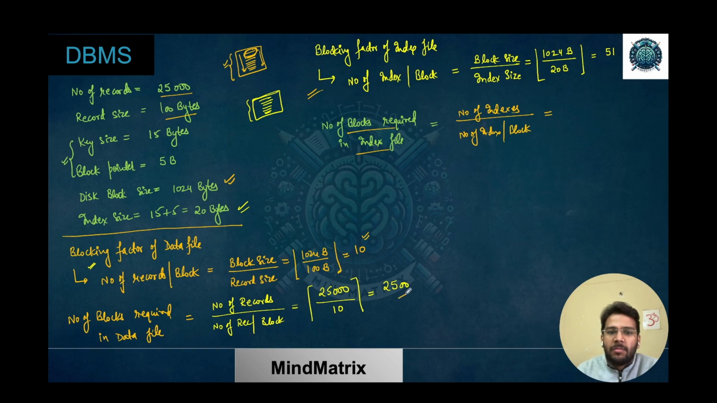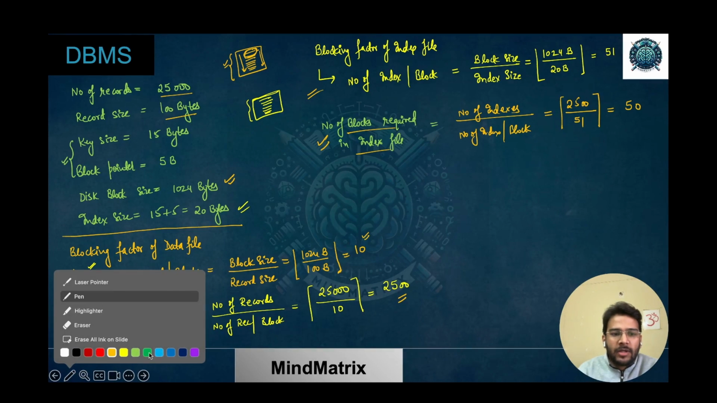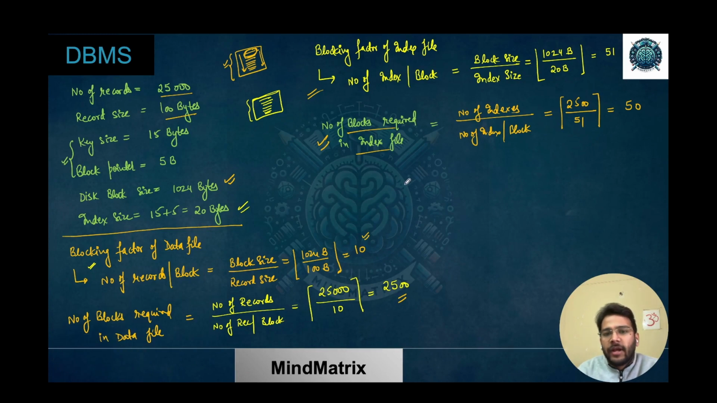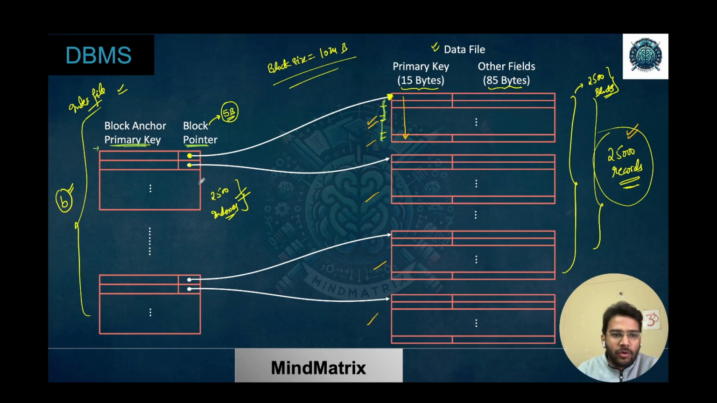Number of indexes is nothing but the number of records in the data file, as I explained in the concept. So it is 2500 divided by this blocking factor, that is 51, and you have to take the ceil of it. Clear? And what do you get? You will be getting 50 as the number of blocks required in the index file. Clear? Now we have the number of blocks in the index file. So B value comes out to be 50 here.